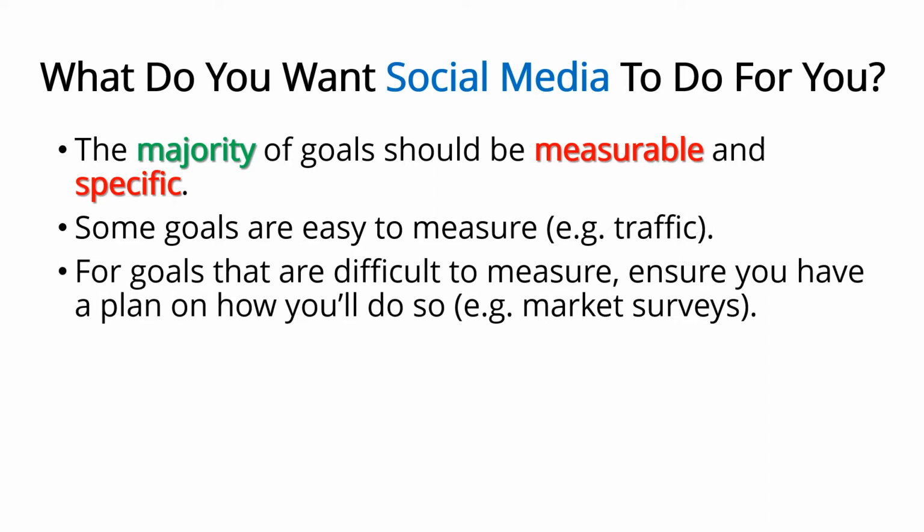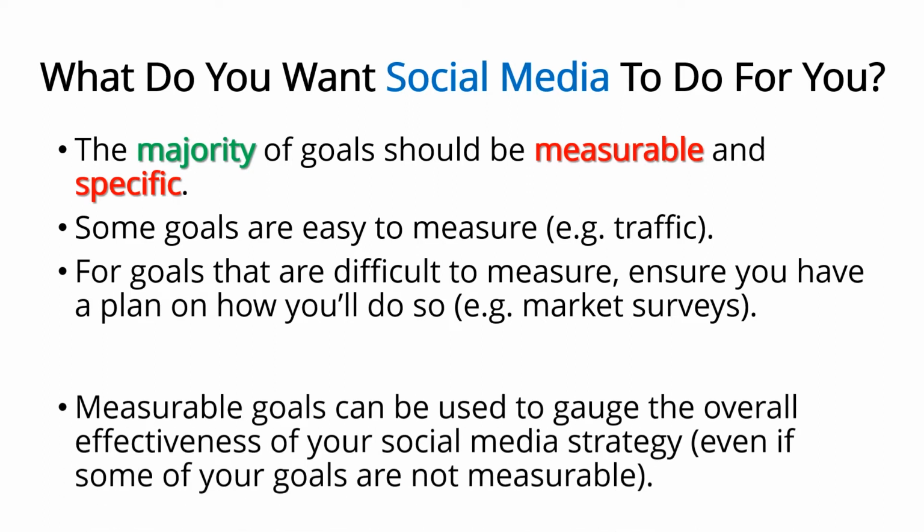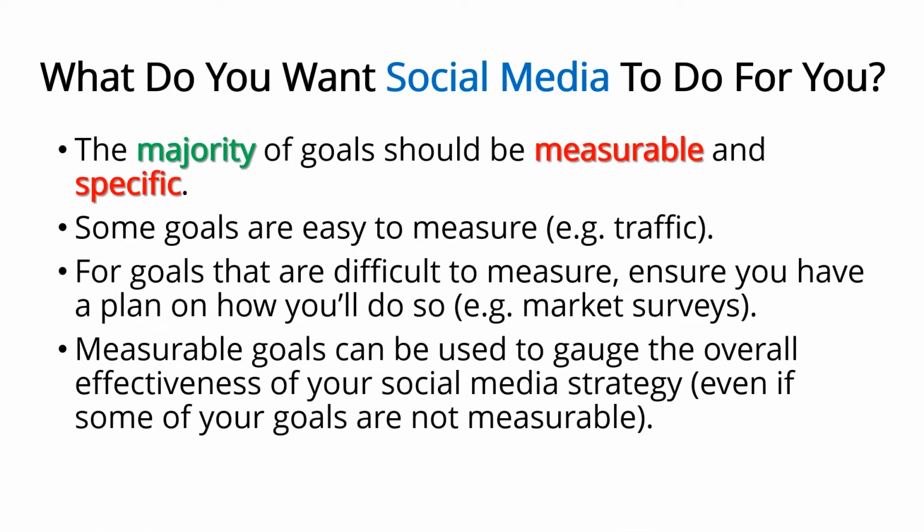Does this mean you should only create measurable goals? Not necessarily. However, you do need to ensure several or even a majority of your goals are measurable. That way you can use them as a gauge as to whether your overall social media strategy is working. For example, let's say you define 5 goals and one of them isn't easily measured. If the 4 measurable goals are getting good results, then it's probably a safe bet to say your other goal is getting good results too. This is especially true if the unmeasured goal is tightly related to one or more of the other goals.